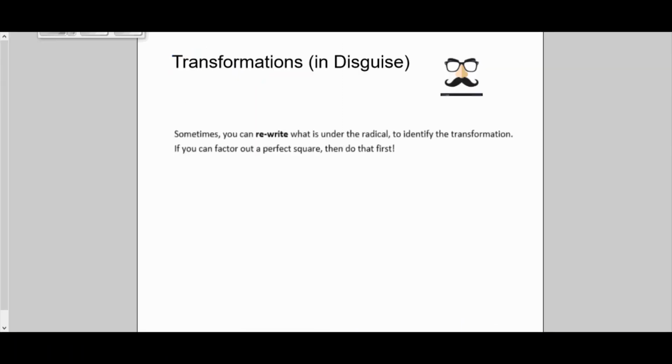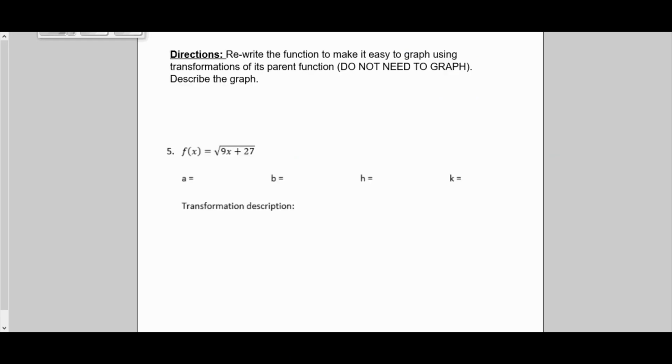So the last part is transformations in disguise. Sometimes when we do transformations, it's helpful to rewrite what's underneath the radical to help you identify the transformation. So let me show you an example of this. This would be example 5.